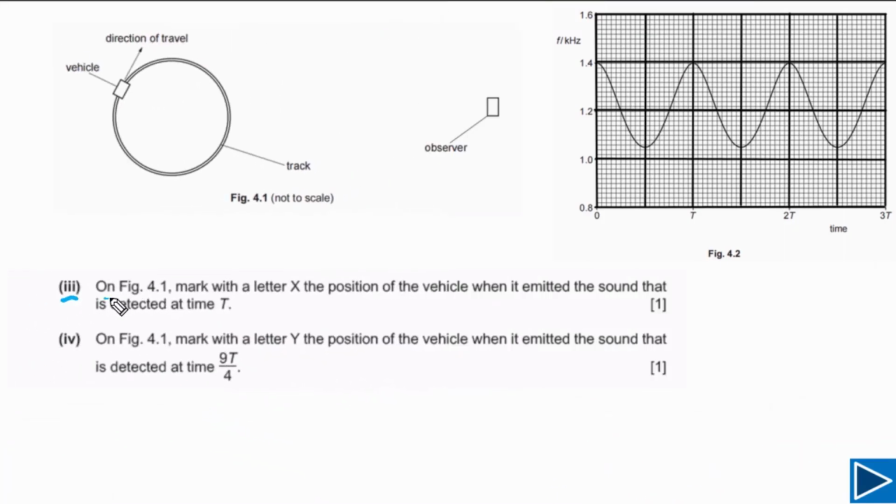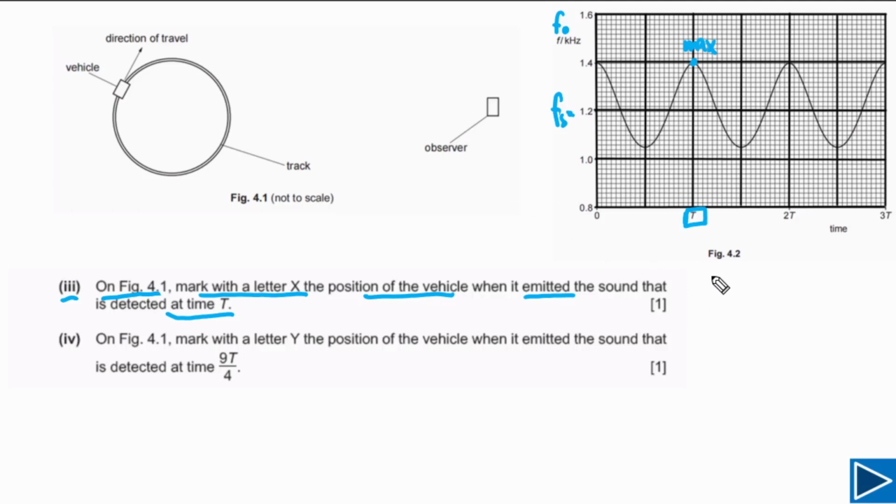For the third part on figure 4.1, we need to mark with the letter X the position of the vehicle when it emitted the sound that is detected at time t. So we need to go back to figure 4.2. If you look at figure 4.2, this is the time. And at this point, the observed frequency on the y-axis is maximum, and this is greater than the frequency of the sound produced by the source.